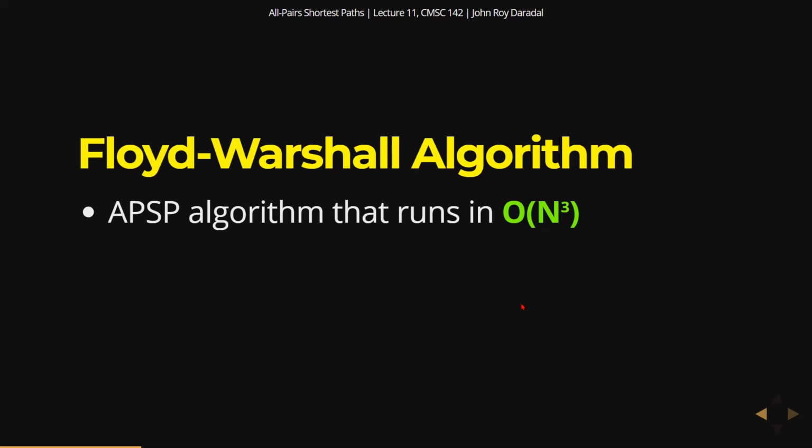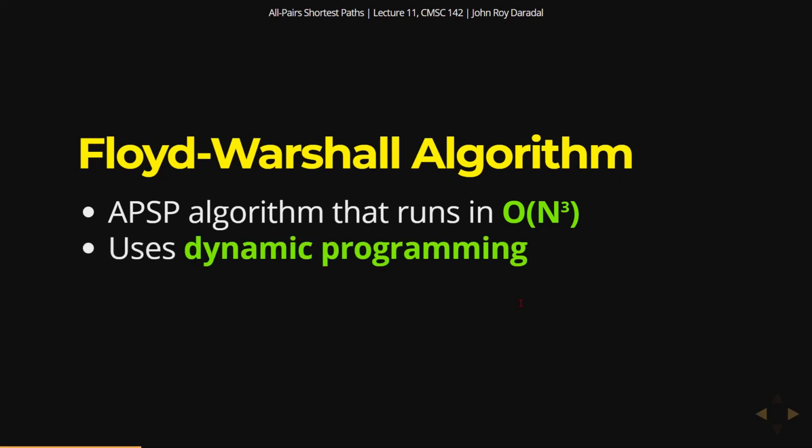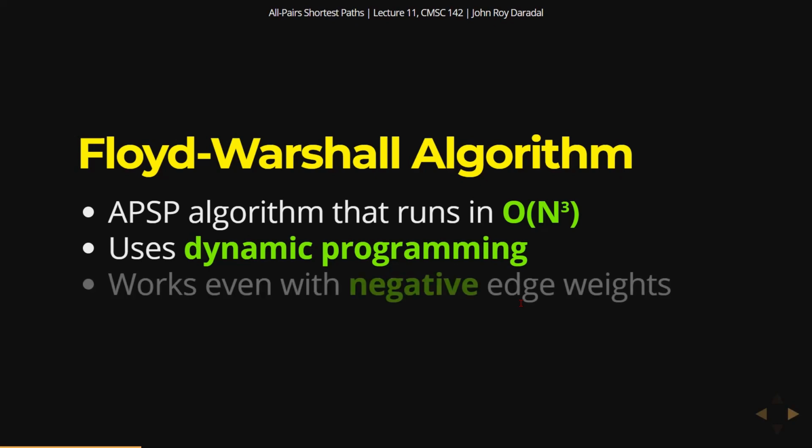So it's an APSP algorithm that runs in O of n cubed, and it uses the dynamic programming technique. Okay, so remember or recall your dynamic programming techniques. So we'll have to do sub-problem recurrence relations, and then we'll do the tabulation. Okay, so this algorithm will work even if there are negative edge weights in the graph.